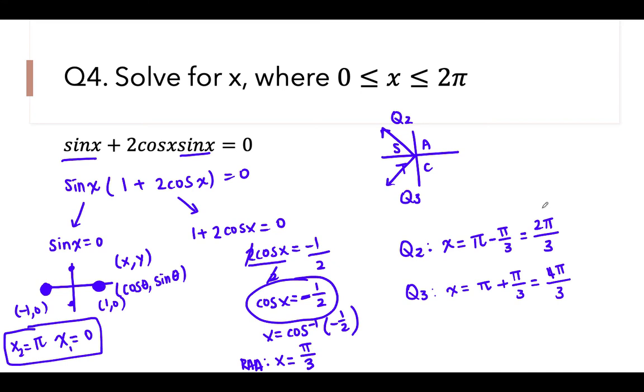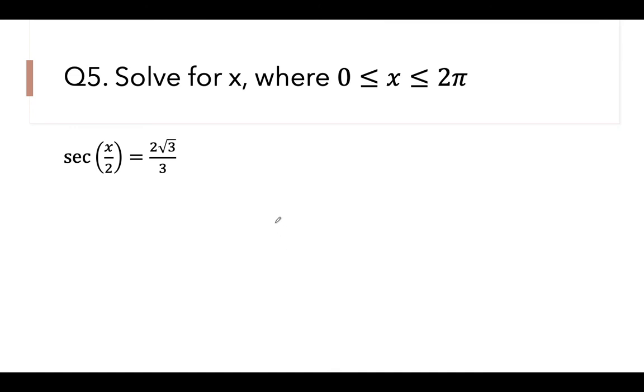So therefore, what are the answers for x in this equation? We have 4 possibilities. x could be pi, 0, or 2 pi over 3, or 4 pi over 3. There are 4 possibilities. Question 5, same thing.